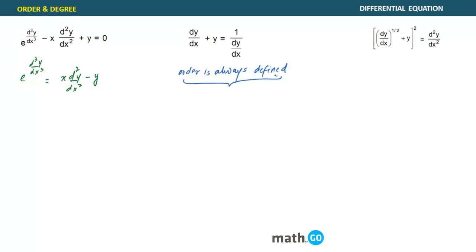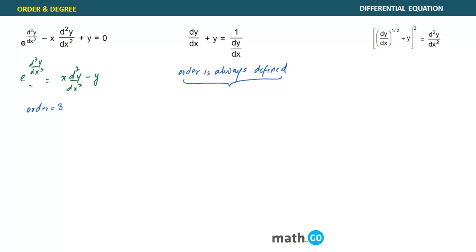So that is not a problem. Okay. So what we need to check here is the degree. For example here, what is the order? Order is 3. Why? Because the highest derivative that you have is 3, right? But for degree we need a polynomial in terms of the differential coefficient.